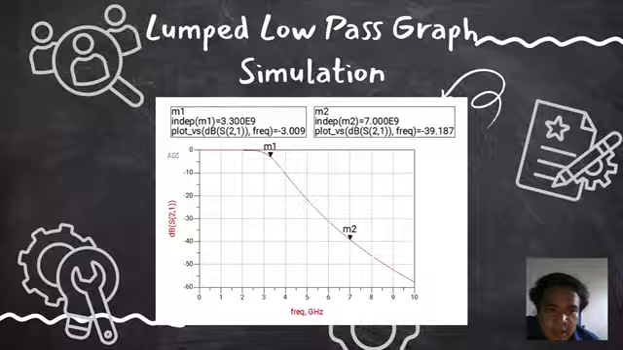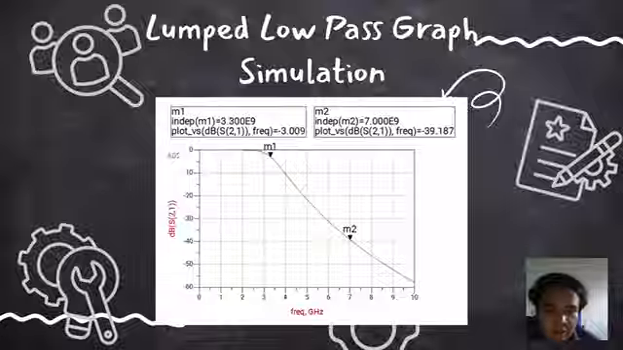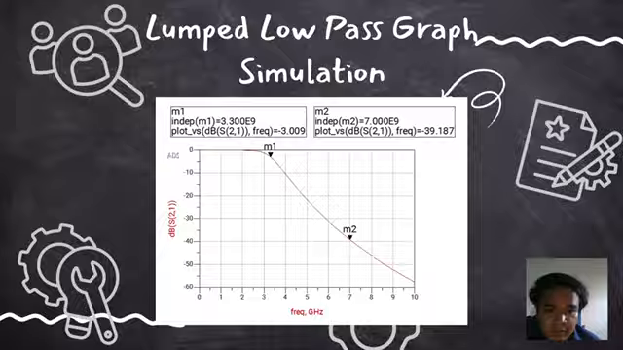The simulated attenuation dropped down to 39.187 dB. Since our initial design criteria specified at least 35 dB rejection at 7 GHz, our simulation value of over 39 dB confirms that the lumped element prototype successfully meets all design specifications.